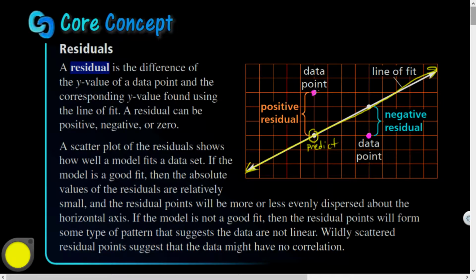If a point is above the line, that's a positive residual. If a point is below the line, then from my predicted value, that would be a negative residual. And if I look at all of these distances, I'll be able to determine whether or not my line represents the data well. So a scatter plot of the residuals shows how well the model fits the data. If the model is a good fit, then what's this mean? The absolute value of the residuals are relatively small.